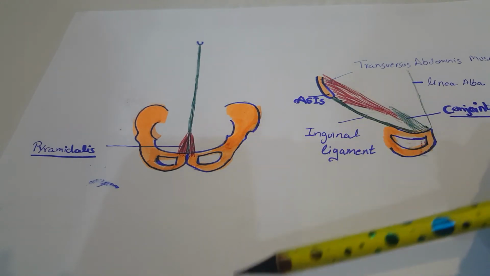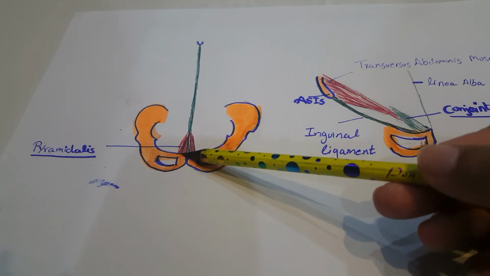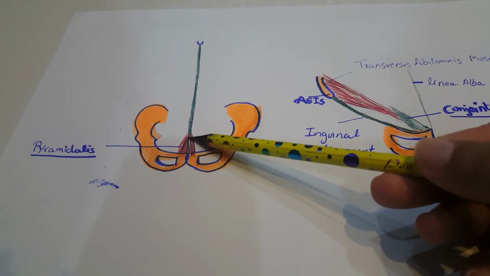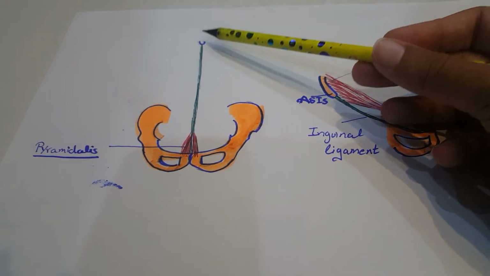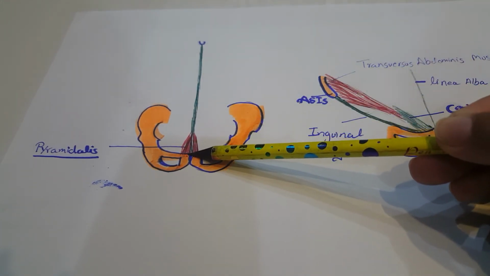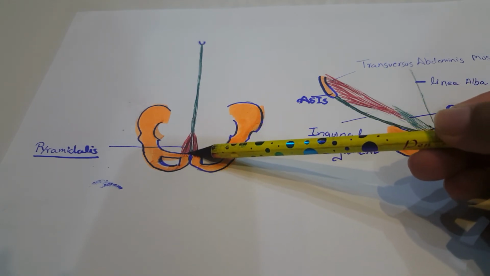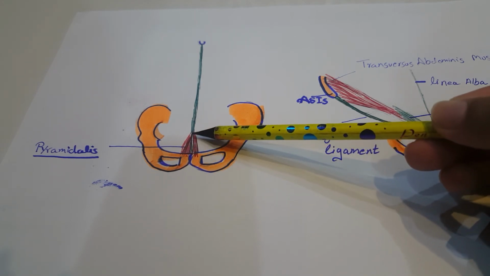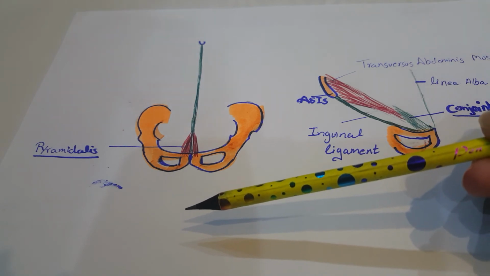Pyramidalis muscle, as you can see in the diagram, originates from the anterior surface of the body of pubis bone. The muscle fibers run upward and medially and are finally inserted over the linea alba that extends from the xiphoid process to the pubic symphysis bone. So pyramidalis muscle originates from the anterior surface of the body of the pubis, and this muscle is finally inserted over the linea alba. Pyramidalis muscle is innervated by subcostal nerve.